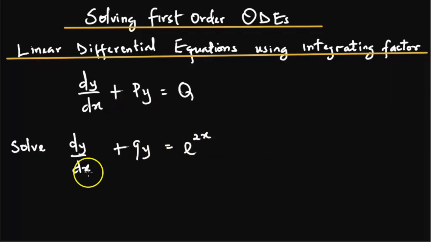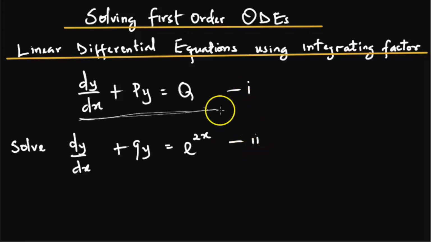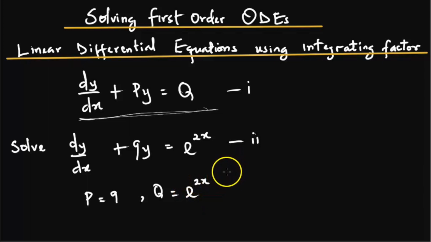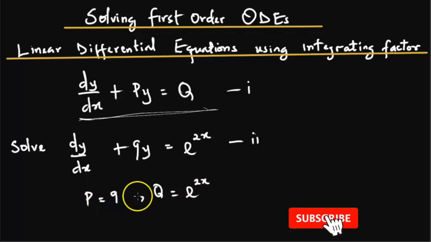When you're asked to solve this differential equation, what comes to mind is the integrating factor method because it follows this pattern. Okay, so comparing, let's say this is equation 1 and this is equation 2. Comparing equation 1 to equation 2, I can say that p is equal to 9 and q is equal to e^(2x).